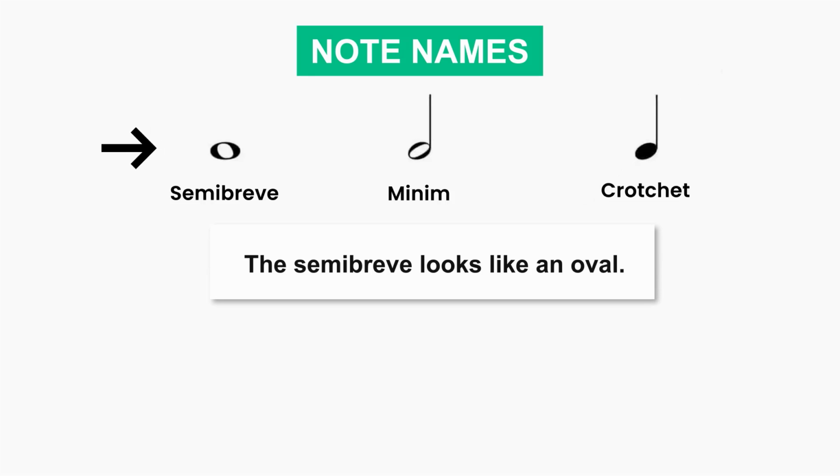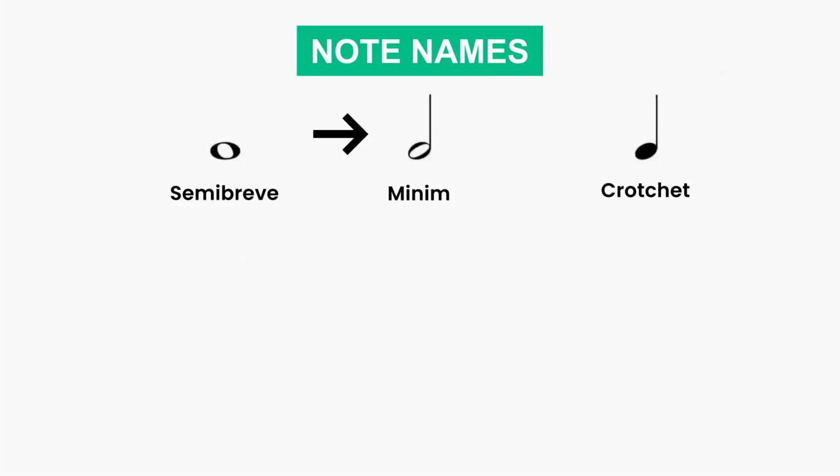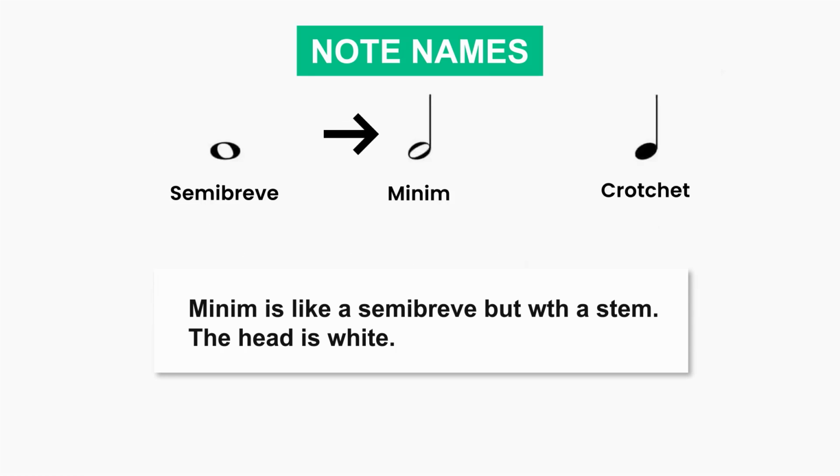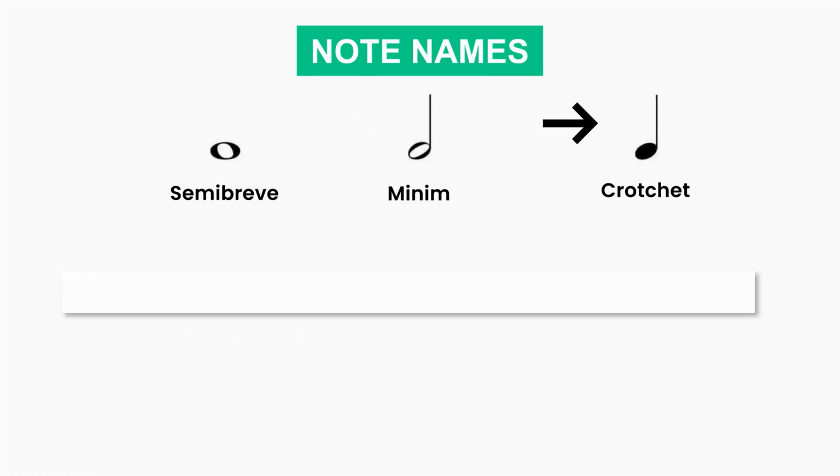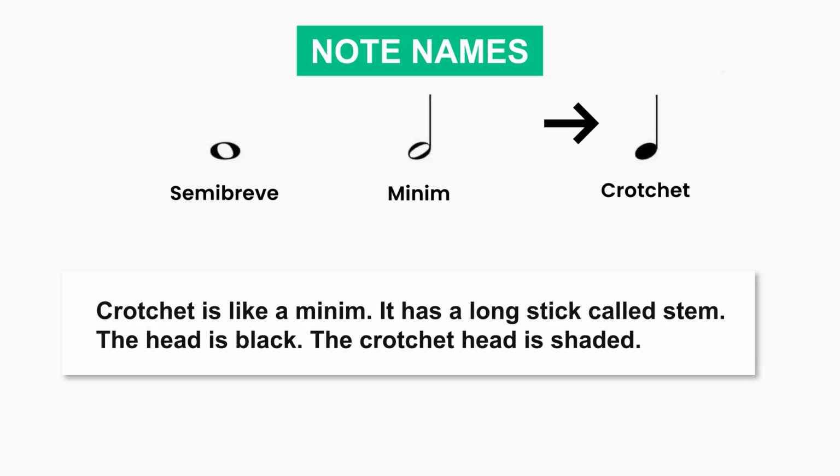Semibreve looks like an oval. Minim is like a semibreve but with a stem. The head is white. Crotchet is like a minim. It has a long stick called a stem. The head is black. The crotchet head is shaded.